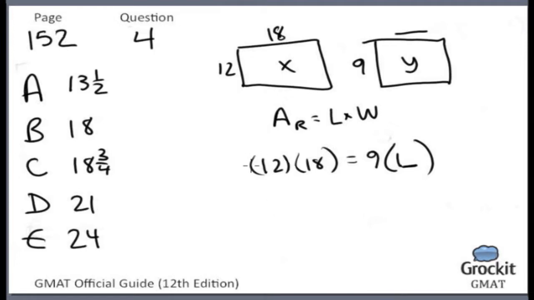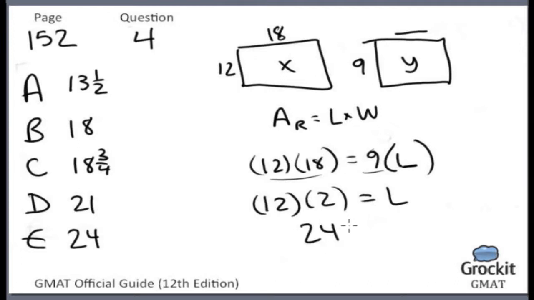You could, if you wanted to, multiply 12 times 18 and then divide by 9. It's easier if you can, since 12 and 18 are both factors of the area of both of these rectangles, as is 9, as it turns out. If you can divide any part of this by this, you've made your life easier. So it turns out 18 is divisible by 9. If we divide both sides by 9, we end up with 12 times 2 equals L, because we divided 18 by 9. So that got us a 2. 12 times 2 is 24. L stays L. Correct answer is E, 24.